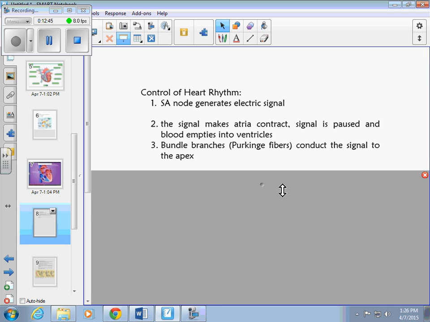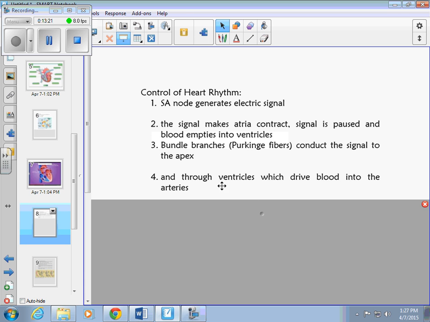On the next page of your packet, so I'm on page 12, we're talking about controlling the rhythm of the heart. And in the diagram, you have what's called an SA node, which is also known as a pacemaker. You have a natural pacemaker in your heart, and this is the section of your heart that's going to generate an electric signal. Now that signal made by that node is going to make the atriums contract. That signal will be paused, and then the blood will empty into the bottom chambers, those ventricles.